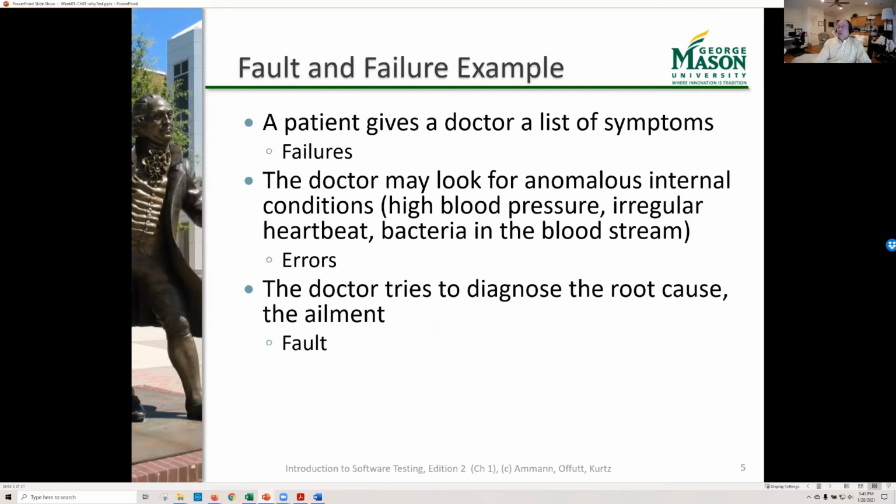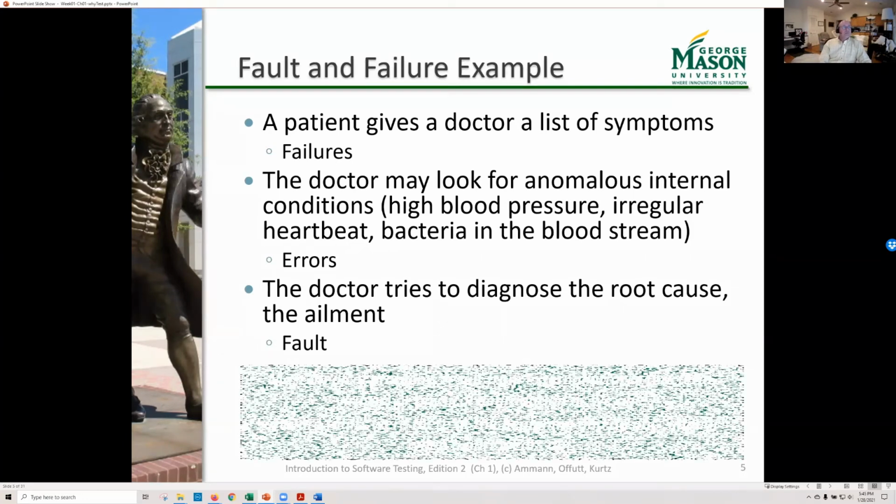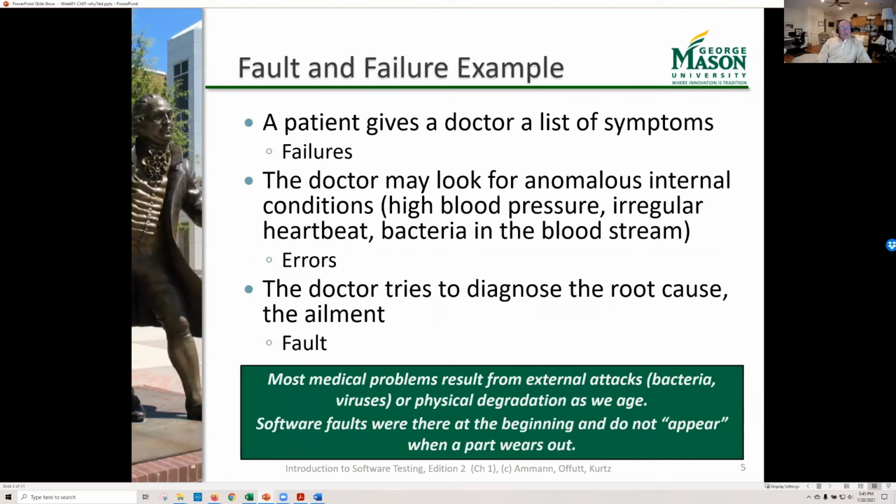So we try to find the fault. And then once the fault has been identified, we can actually try to execute some kind of repair on that fault. So I use that as an analogy.